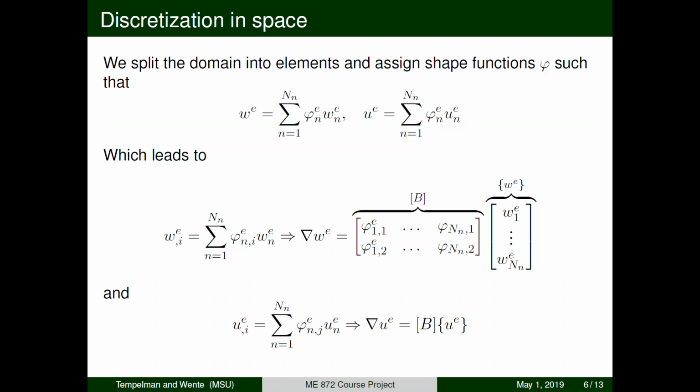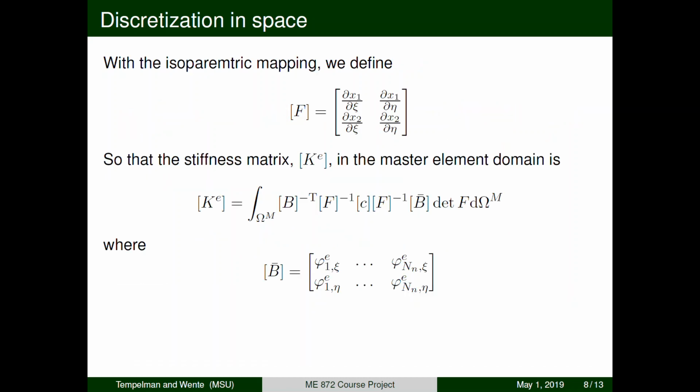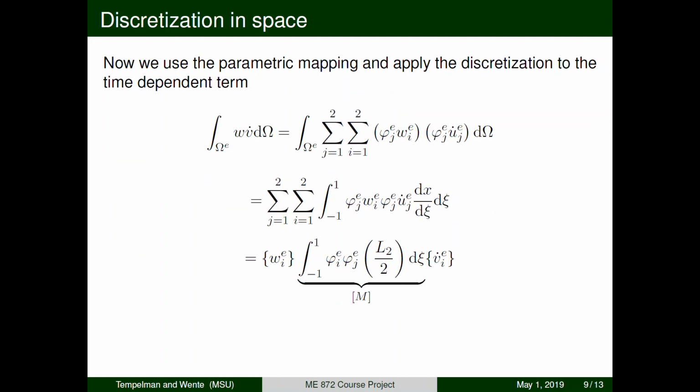We then split the domain into the master element domain using x1 and x2 being mapped by phi1, 2, 3, and 4 in terms of psi and eta. We then use this to find our deformation gradient and our elemental stiffness matrix and our elemental mass matrices.